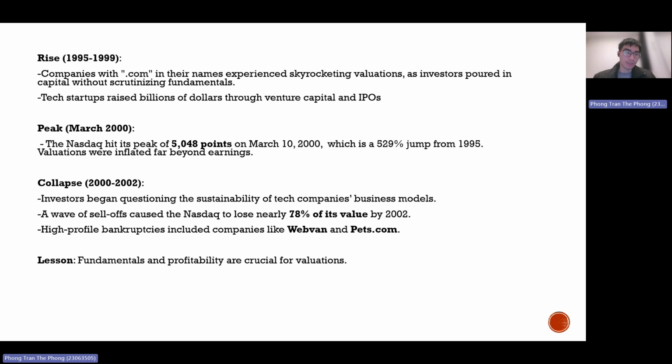So the market reached its peak in March 2000 when the Nasdaq hit 5,048 points, which is a crazy 529% jump from 1995, and valuations were inflated far beyond earnings. I believe the number is roughly 200 times the earnings.